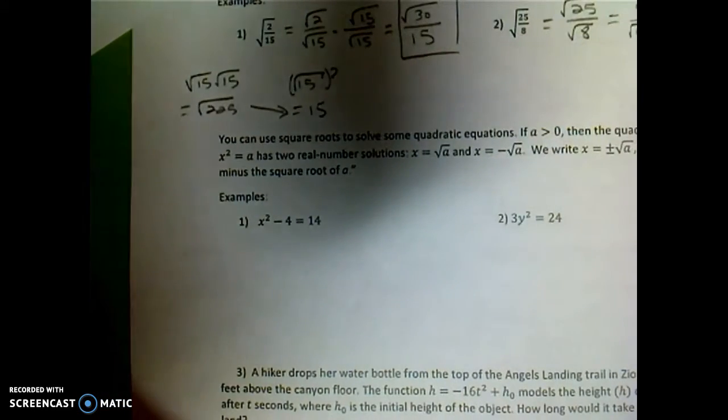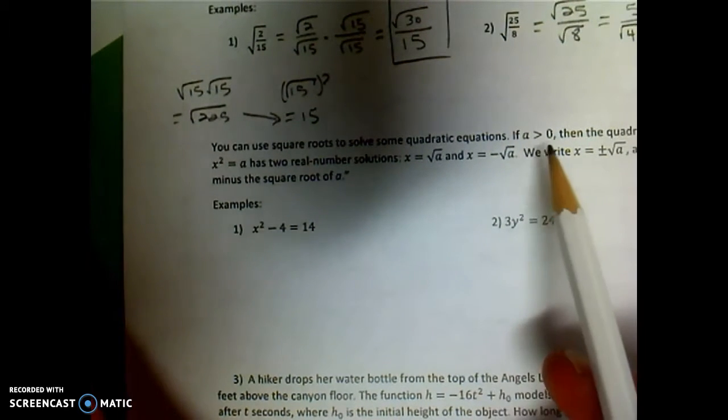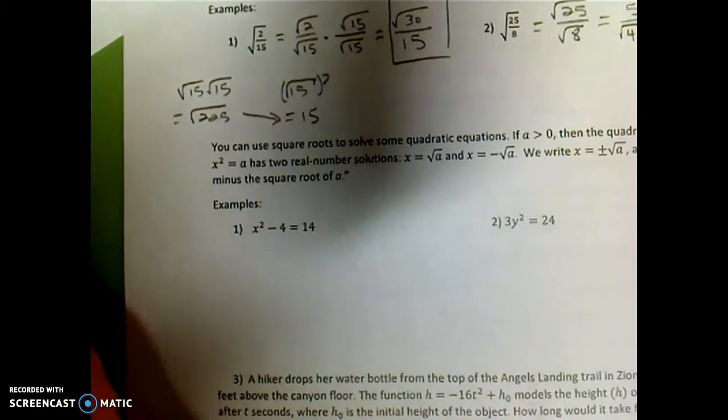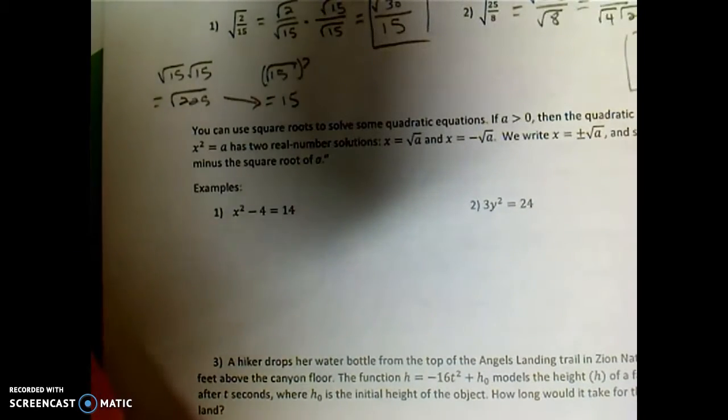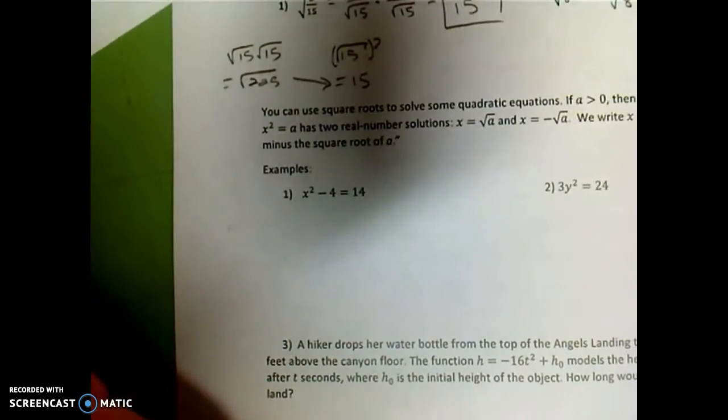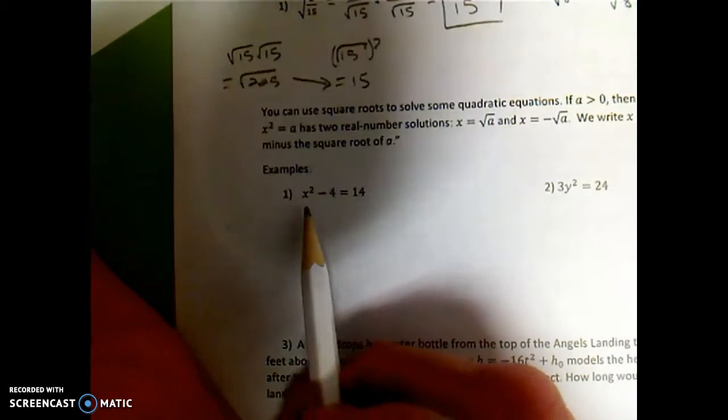Lastly, we can use square roots to solve some quadratic equations. Remember, if that radicand is greater than 0, then the quadratic is going to have two real number solutions, x equals the square root of a and the negative square root of a. So let's look at how this might be done.